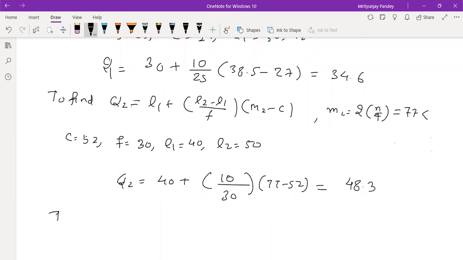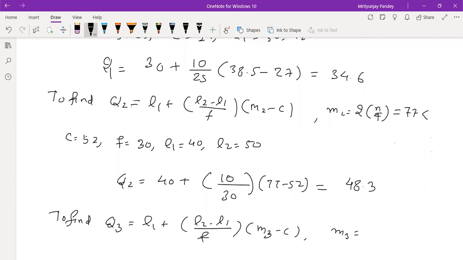Now next, calculate to find Q3. The formula is L1 plus L2 minus L1 divided by F into M3 minus C, where M3 is 3 times N by 4. What is the answer? 115.5. It is just less than which value? Let's see. 139.